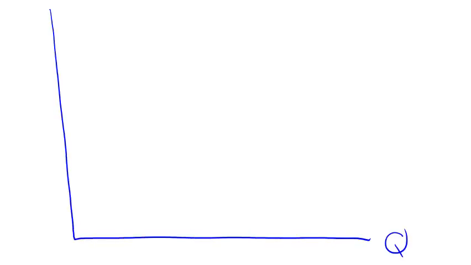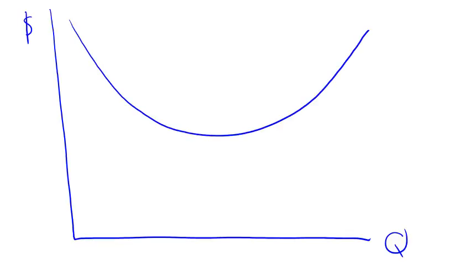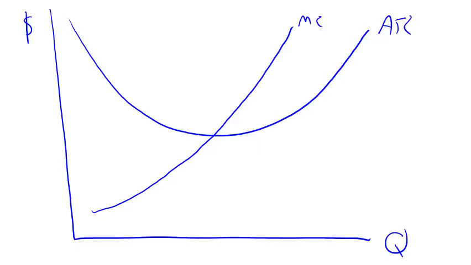Again, let's look at this on a graph, and we'll do things in blue. We're going to make a graph for the firm. Quantity on the horizontal axis, dollars on the vertical axis. Make a nice U-shaped average total cost curve. I know that marginal cost has to pass through the minimum of that average total cost.